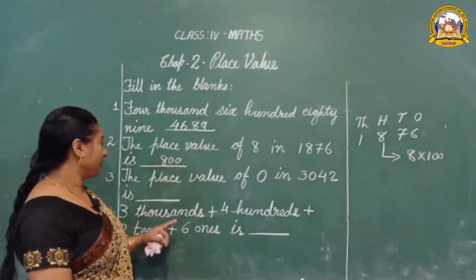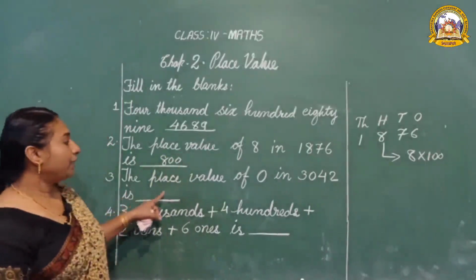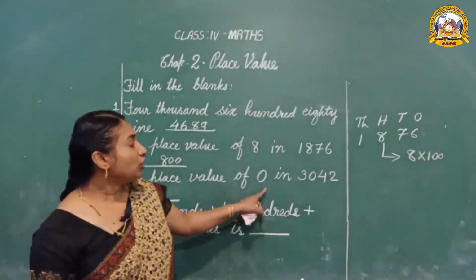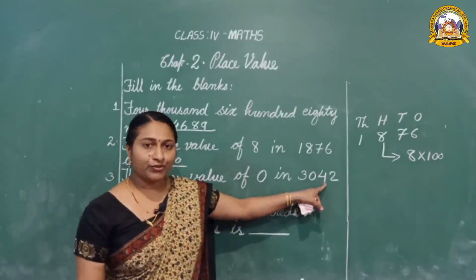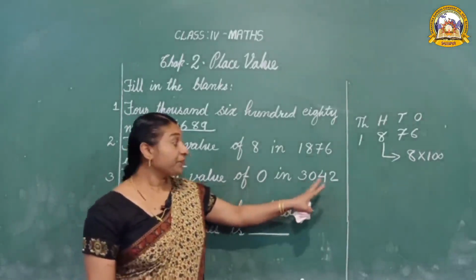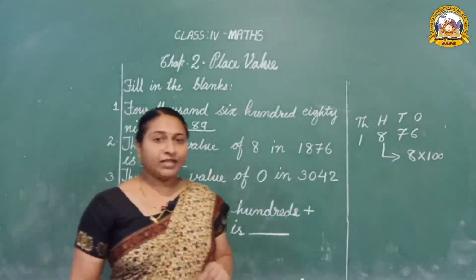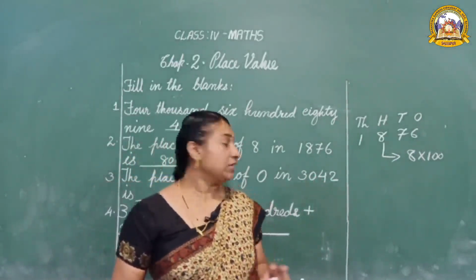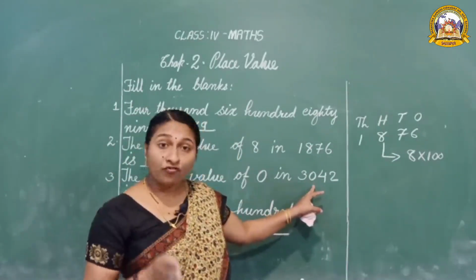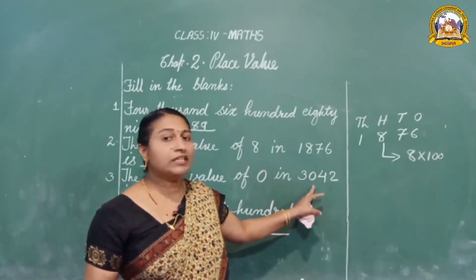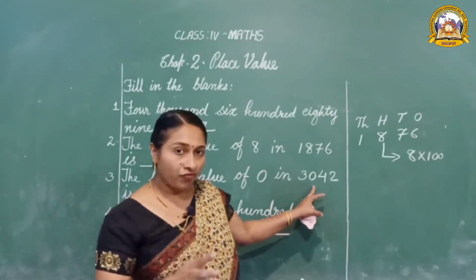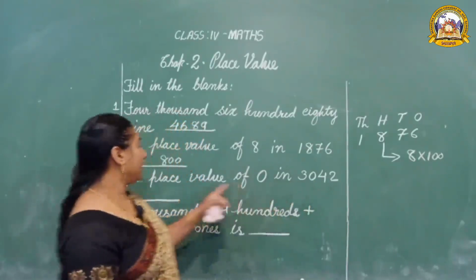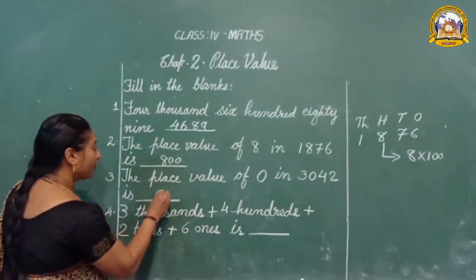Okay. Next, the place value of 0 in 3042. Dear children, whenever we write the place value of 0, the place value of 0 is always 0. The place value of 0 in a number is always 0. So let us write 0.